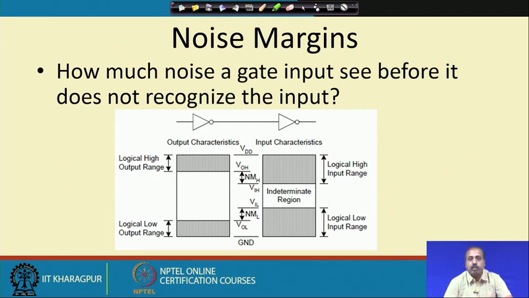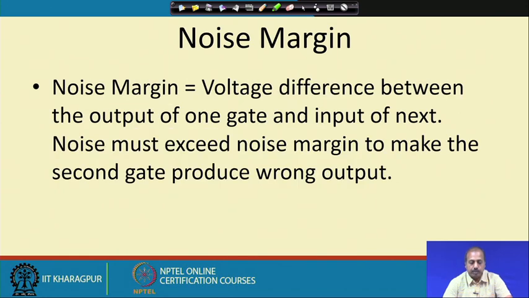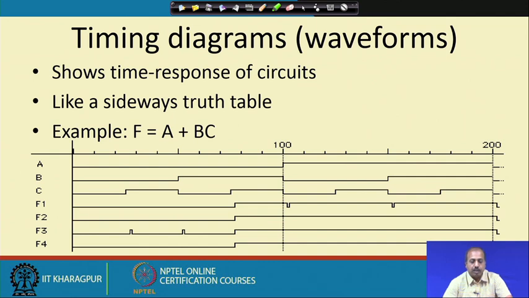On the other hand, if some logic family has a low noise margin, then there is a high chance of corruption in the operation of the circuit realized in that logic family. So, noise must exceed the noise margin to make the second gate produce a wrong output. So, that is the condition. Okay. Next, we will look into timing diagrams.